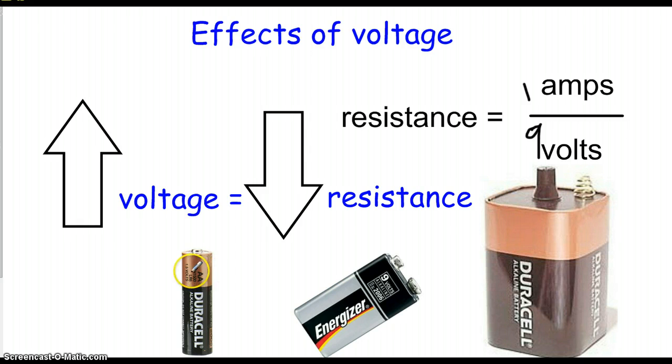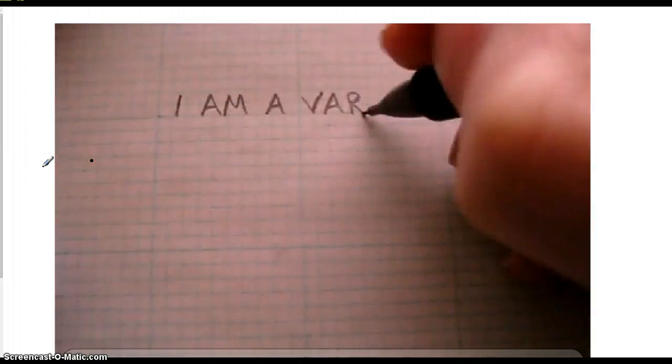So we have 3 batteries. We have a 1.5 volt AA battery, a 9 volt battery, and the 6 volt batteries like you've seen in class. Which one would lower the resistance the most? I hope you're saying the 9 volt battery, because the 9 volt battery has the most volts, therefore would give us the least resistance.